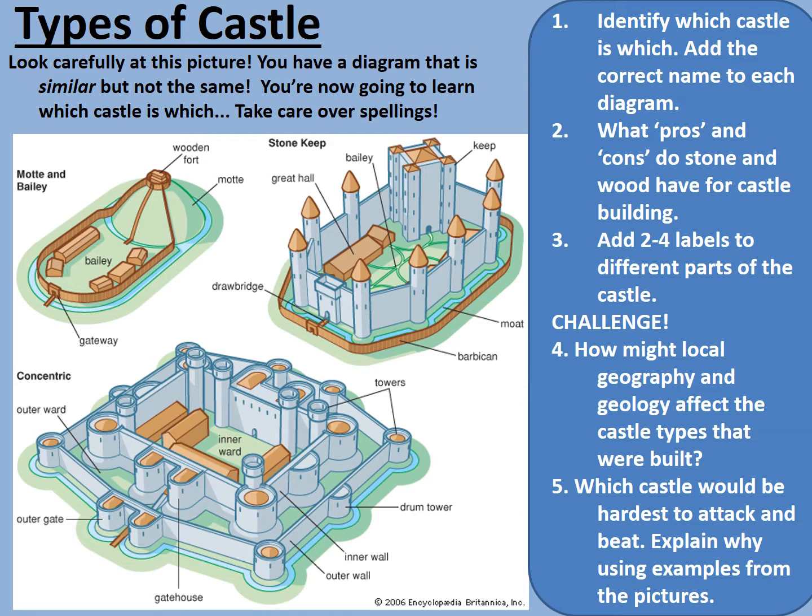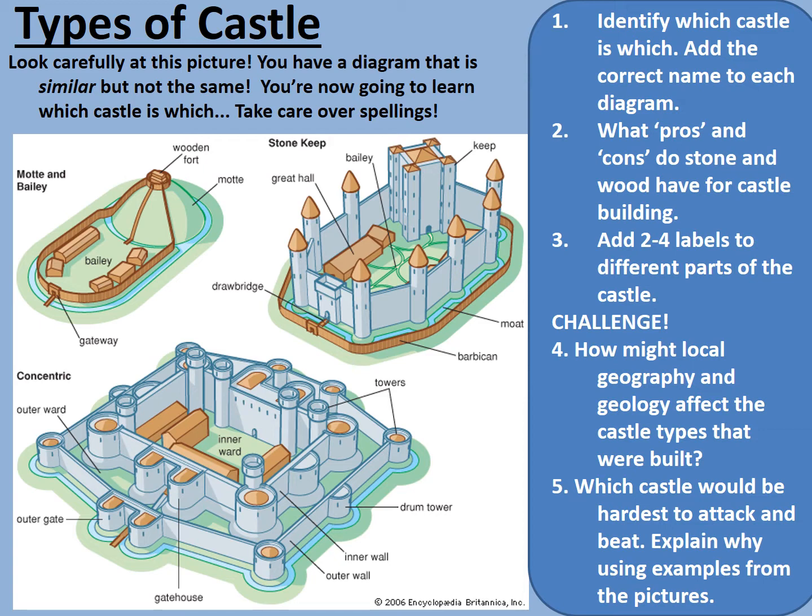Next we have the stone keep. This dispenses with the motte and instead has a much larger keep. The keep is the main stronghold of the castle, but also serves as luxurious living accommodation for the people inside as well. Lastly, we have the concentric castle, the most expensive, the most impressive, and the most complicated of all.